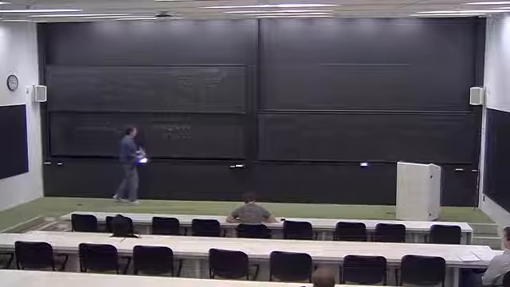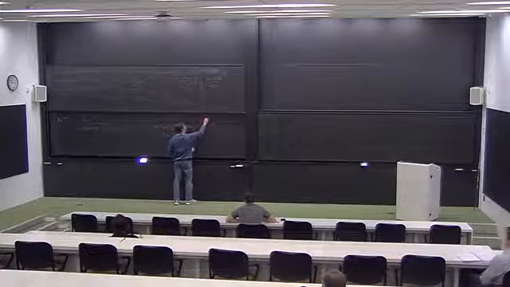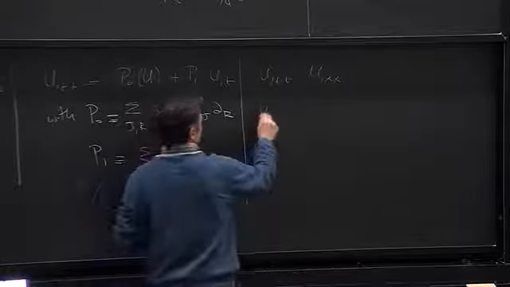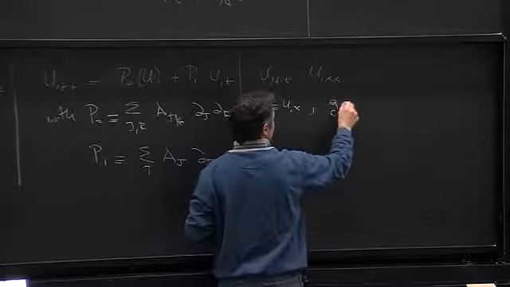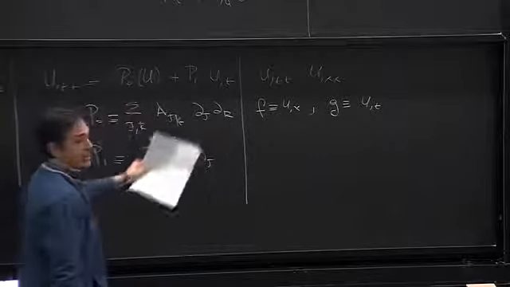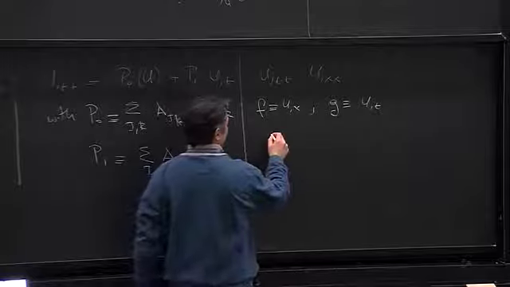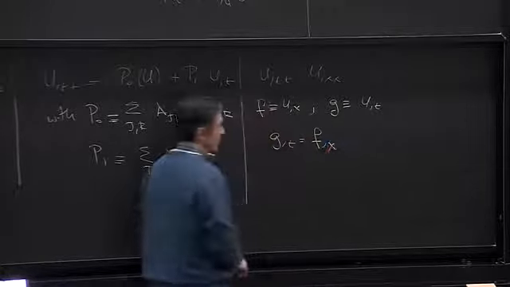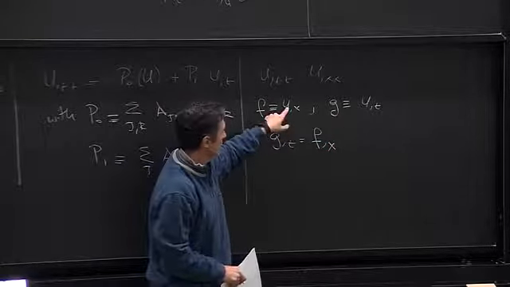We can say, for instance, let me just do it explicitly here. Suppose we have this equation. We could say, well, introduce a function f to be u comma x. Introduce the function g to be u comma t. In terms of these variables f and g, we can rewrite our original system in the following way. g comma t equals f comma x. So this is nothing but u comma tt equals u comma xx.